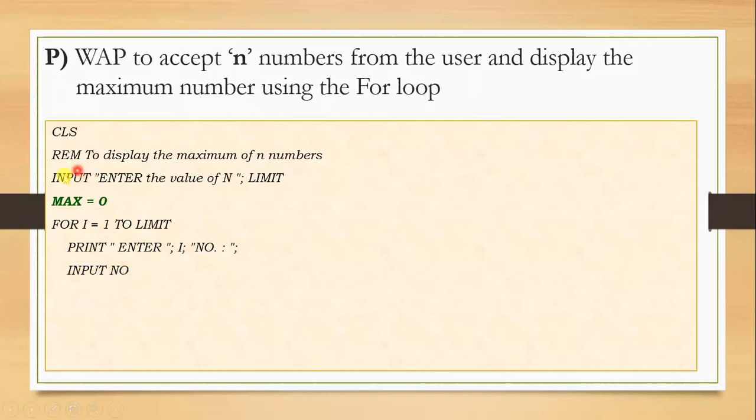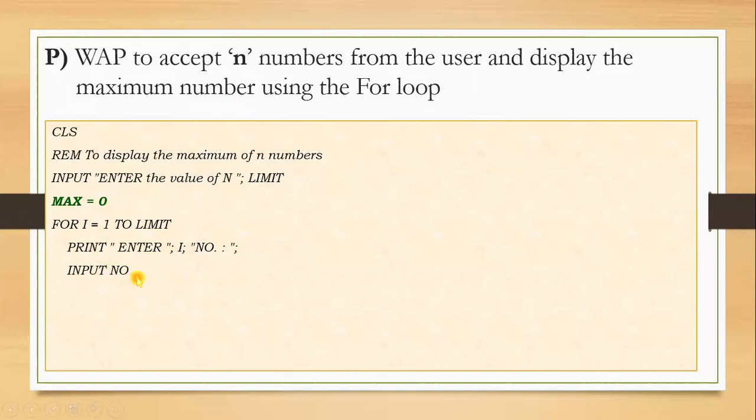If you notice, in the earlier input I gave quotation marks and a message is displayed. But here I have written only input and number. What is the reason? I don't want to display any message, I just want the user to type a number in front of this message. That's why I have written only input number.